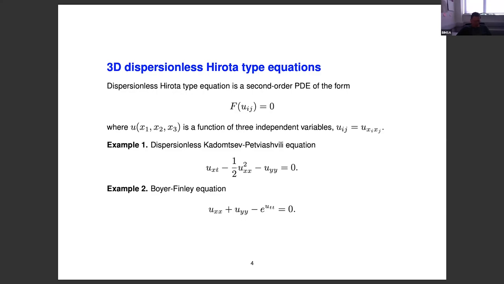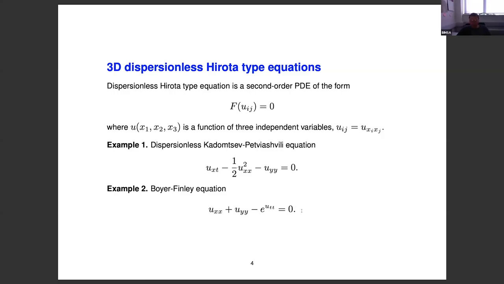It passes the method of hydrodynamic reductions. It possesses a dispersionless Lax pair. And on every solution of this PDE, its characteristic variety defines Einstein-Weyl geometry. All this is well known. Another well-known example is the Boyer-Finley equation, u_xx plus u_yy minus e to the u_tt is zero. Again, it is integrable and satisfies the same properties as the Kadomtsev-Petviashvili equation, but they're not equivalent.